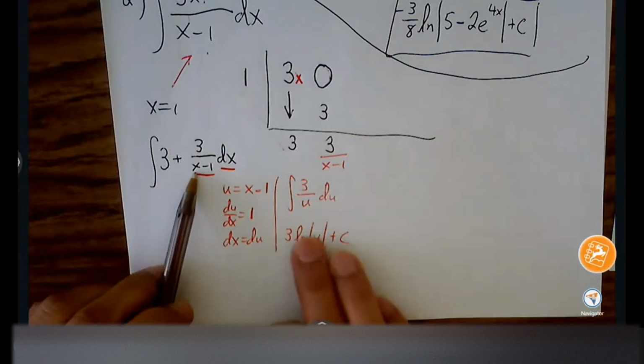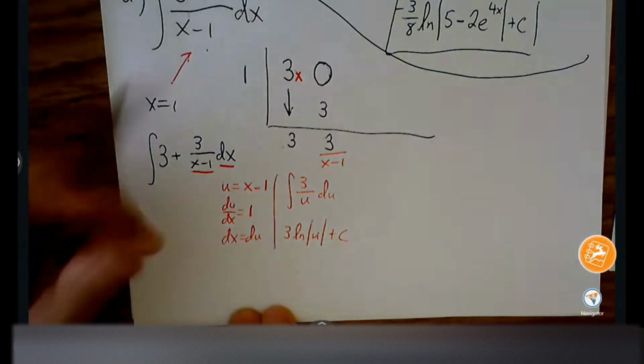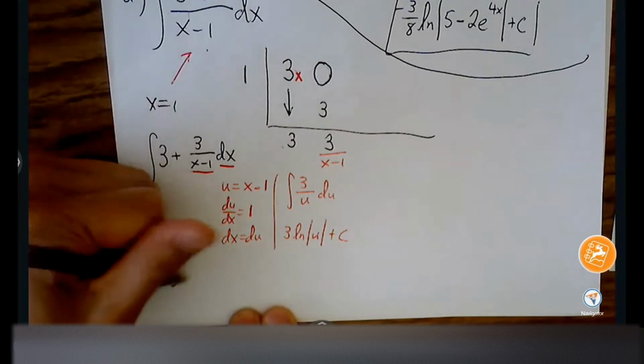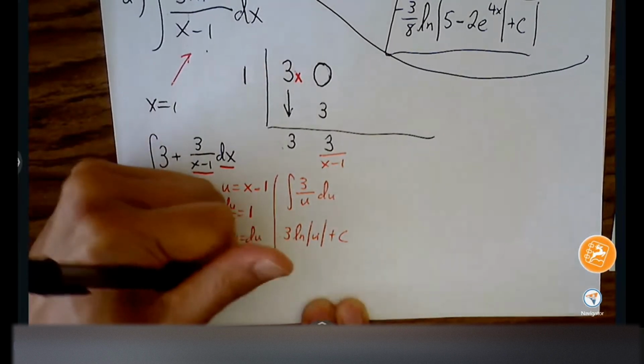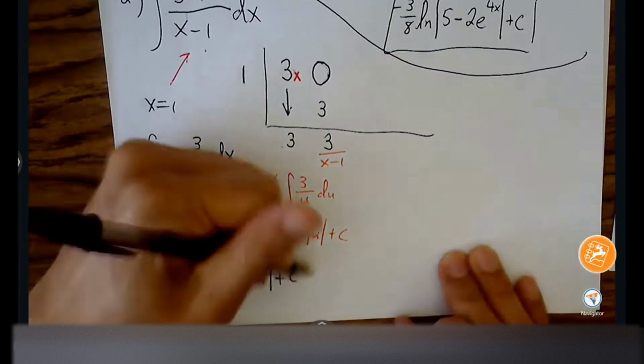So this is basically just going to be a natural log. So when everything is said and done, we have 3x plus 3 natural log absolute value of x minus 1 plus c.